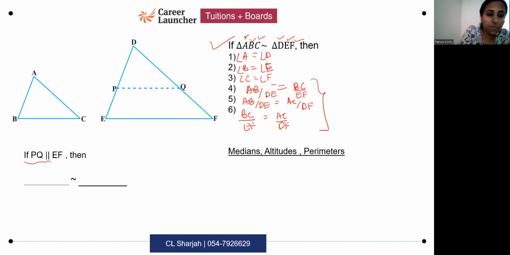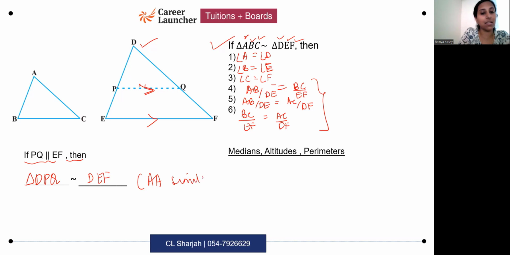Now, suppose this PQ is parallel to EF, what are the conclusions that you can make? Which triangles would be similar in that case? Triangle DPQ would be similar to DEF. The reasoning could be AA similarity or even SAS similarity. But SAS similarity is long to prove because you will have to use BPT and all that. AA similarity is the easiest.